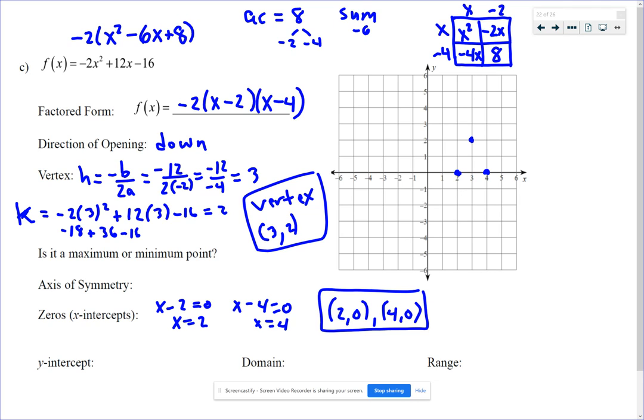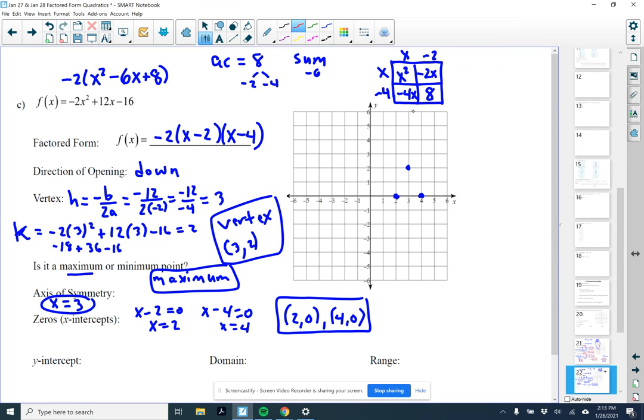Okay. Is that vertex a maximum or a minimum point? It is a maximum because our parabola is opening downward. You can see it in the 3 points that we already have on the graph that it's got to be going downward. Okay, so it is a maximum point at our vertex. Maximum at the vertex. Axis of symmetry is x equals 3. Vertical line through the vertex, right? And I'm going to go ahead and change colors and draw that axis of symmetry in because I find it very helpful with my graphing. Okay.